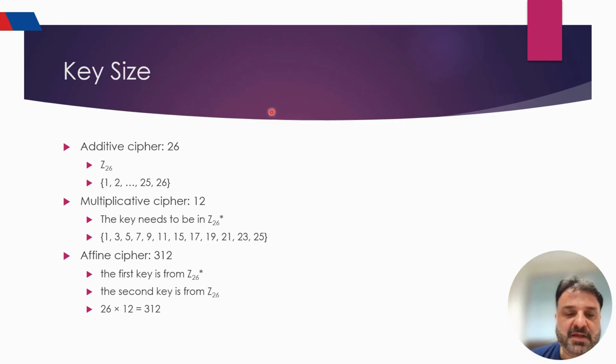For example, the key size in additive cipher, multiplicative cipher, and affine cipher is 26, 12, and 312. So as you can see here, these methods can be broken very simply because we can use what we call the exhaustive attack, also called the brute force attack. They can check all the possible keys and find the plain text. The key size is very low, so we can decipher the message very simply.